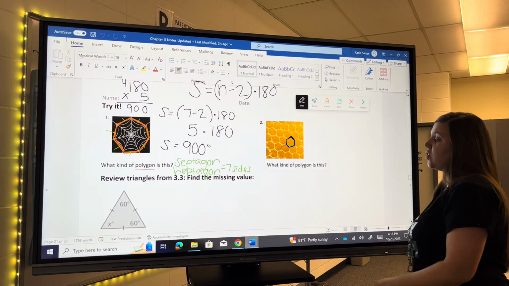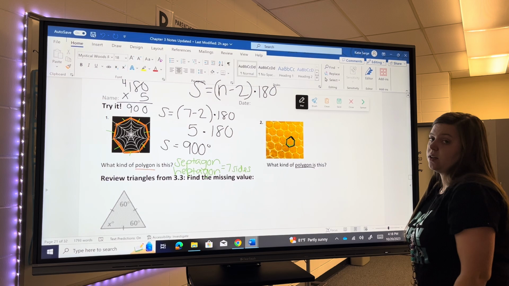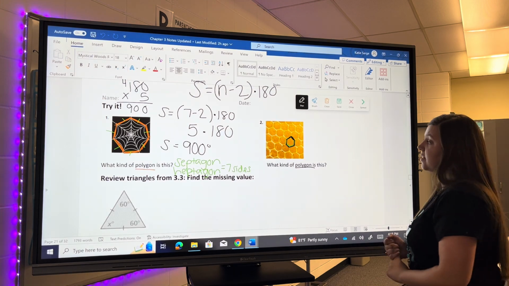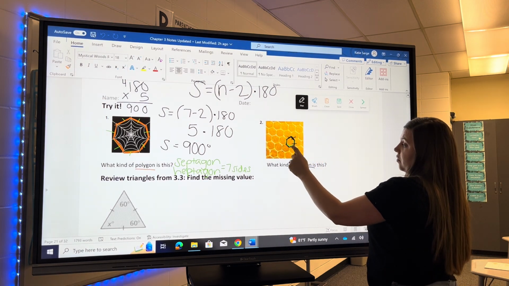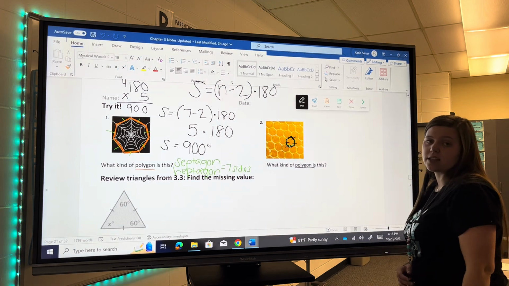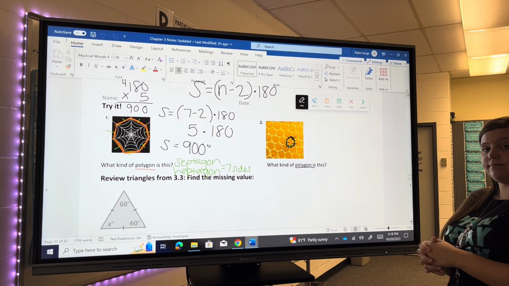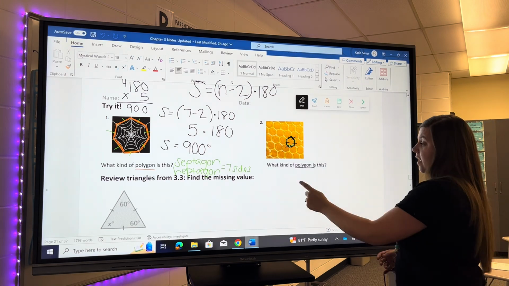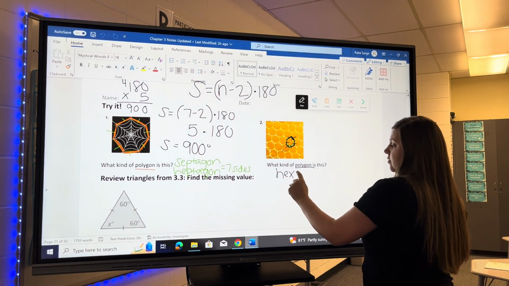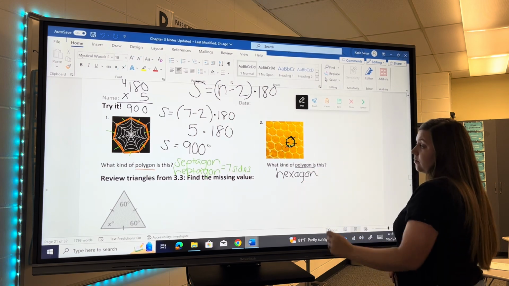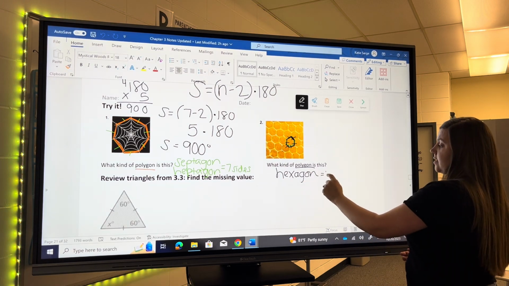Okay, first we need to know what kind of polygon it is. We know that again by counting the number of sides. So this has 1, 2, 3, 4, 5, 6 sides. What is a 6-sided shape called? Do you know? Should be a hexagon. Hexagon has 6 sides.